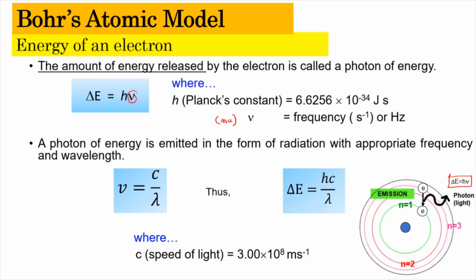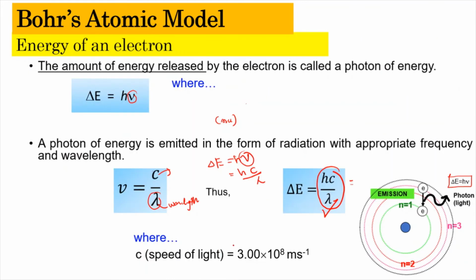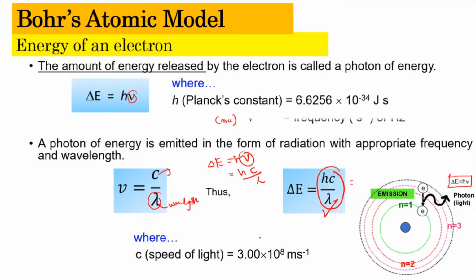The frequency here can also be written in the form of c over lambda, where c refers to the speed of light and lambda refers to wavelength. As you know, delta E is equal to hv, and v refers to c over lambda, so we can substitute v equal to c over lambda, and at last we get hc over lambda. As mentioned, hc over lambda can also be equated with the delta E that we learned in the previous slide. To learn more about that, let us look into the examples.